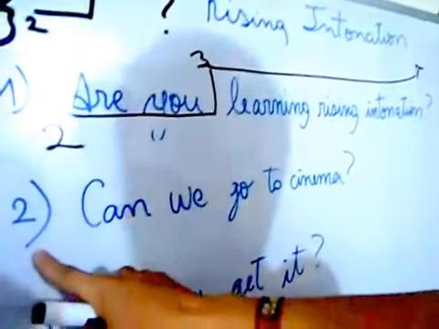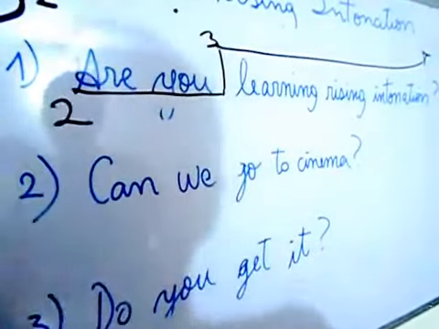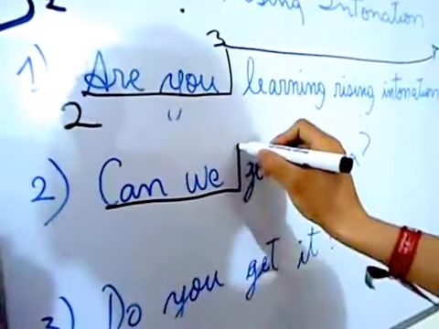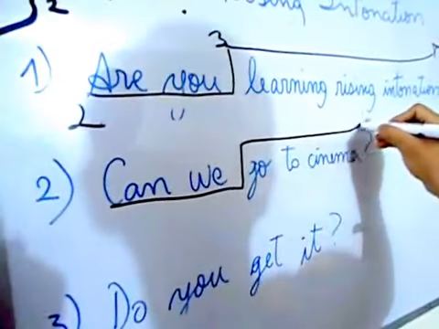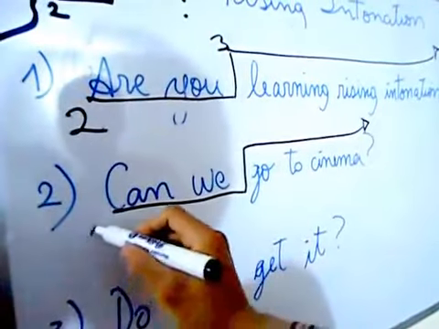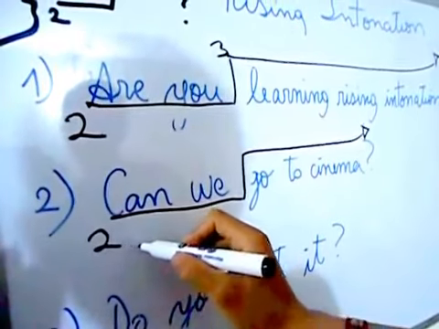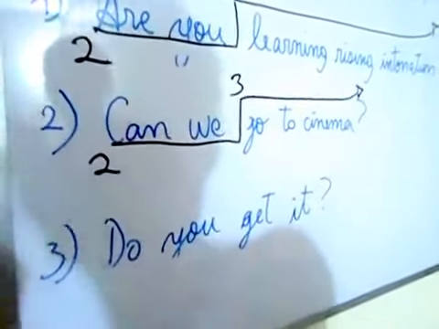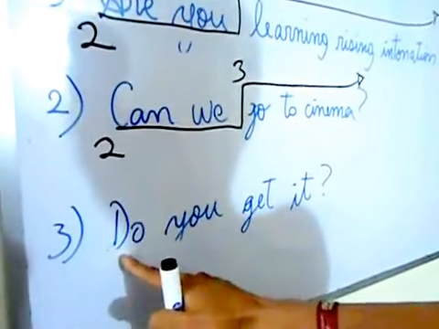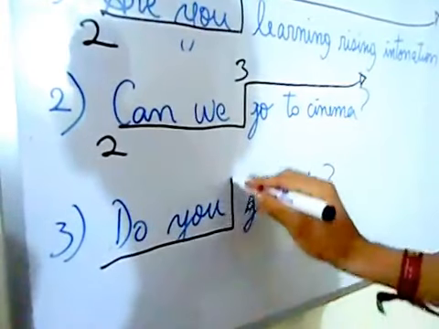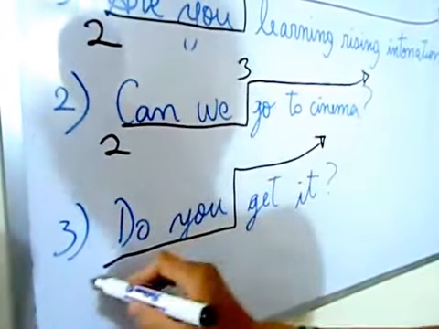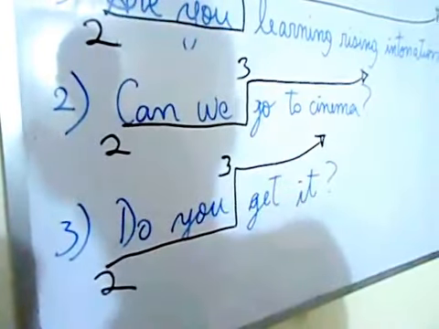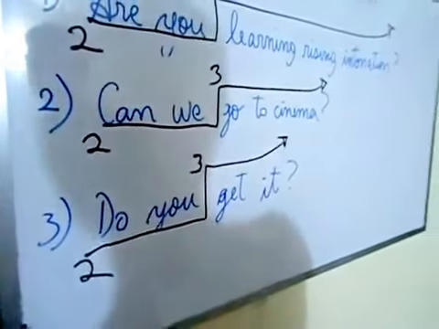In the second phrase, "Can we go to cinema?", I separate the verb can and the pronoun we. We go up, turn right till the end of the phrase. The number 2 means the standard level, and the number 3 the rising intonation or the high level. Finally, we have the auxiliary do. "Do you get it?" The number 2, the standard level, and finally the ending part, the complement, with the high level.